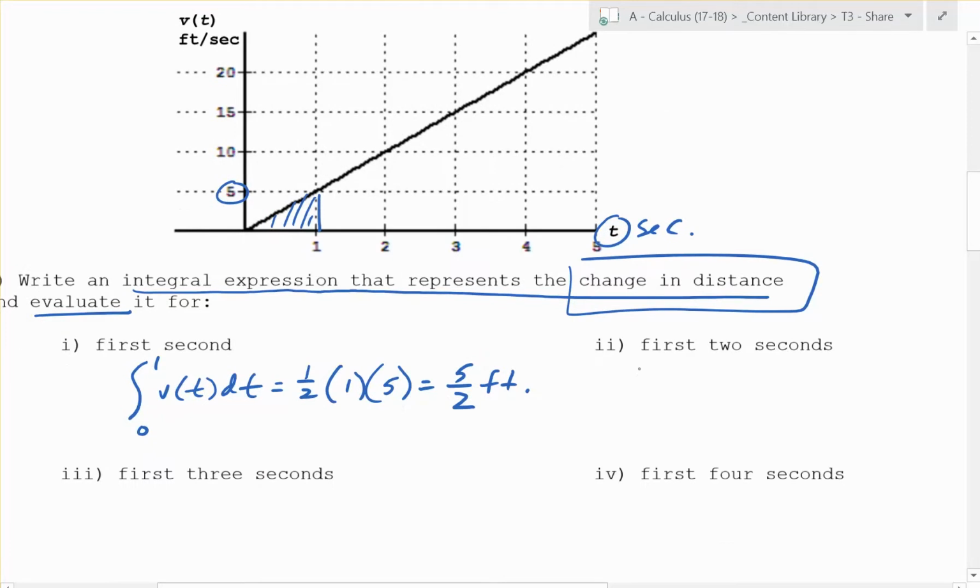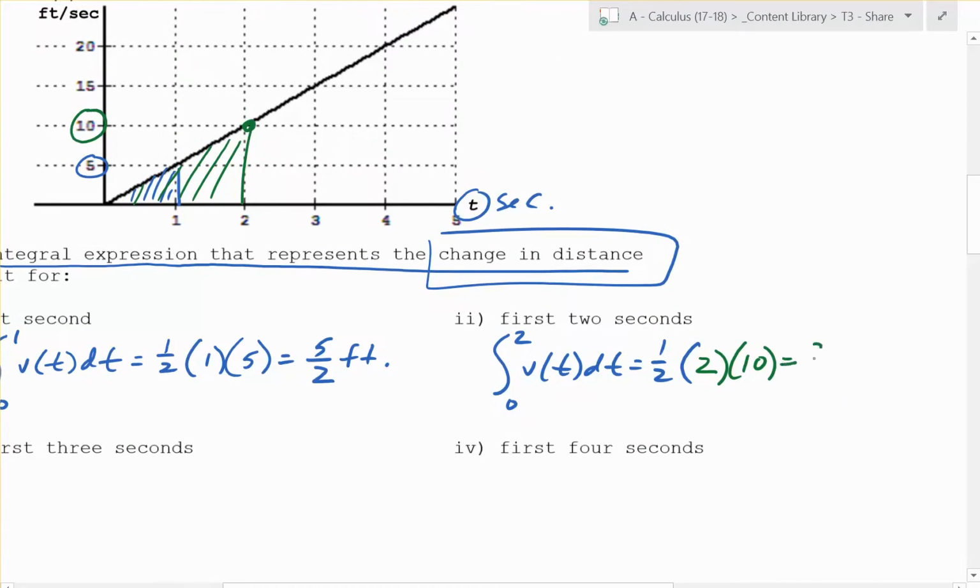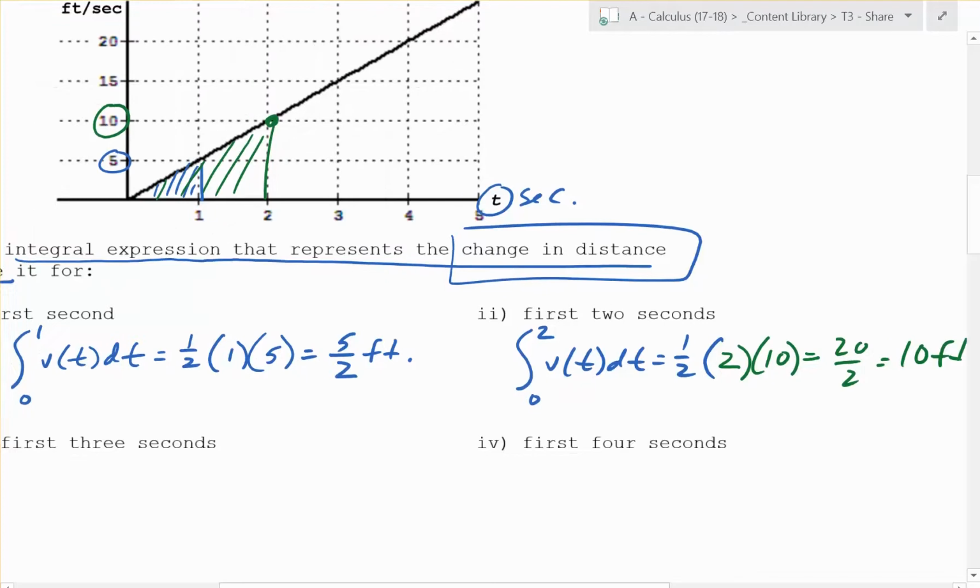What about the first 2 seconds? Well, it's similar. It's the integral from 0 to 2 of v of t dt, and that's going to be 1/2. The base in this case is 2, and the height in this case is all the way up to 10. So that's going to be 20/2, which is 10. So the change in position is 10 feet.